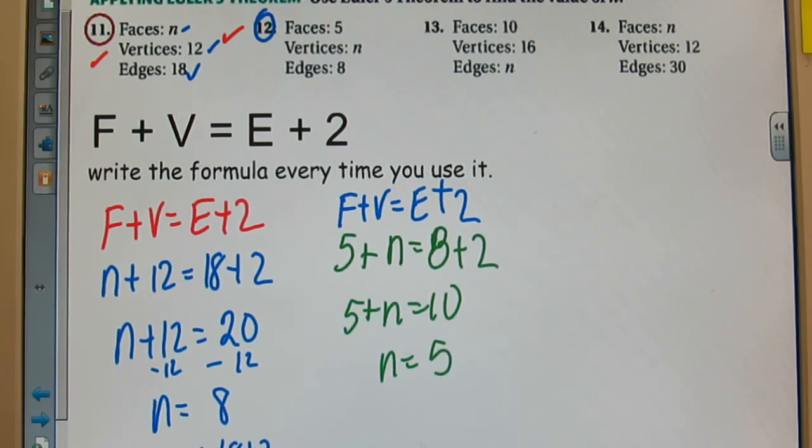And that gives me n is equal to 5. Let's just substitute it back in to check it. 5 plus 5 equals 8 plus 2. Yeah, that is equal to 10 plus 10.